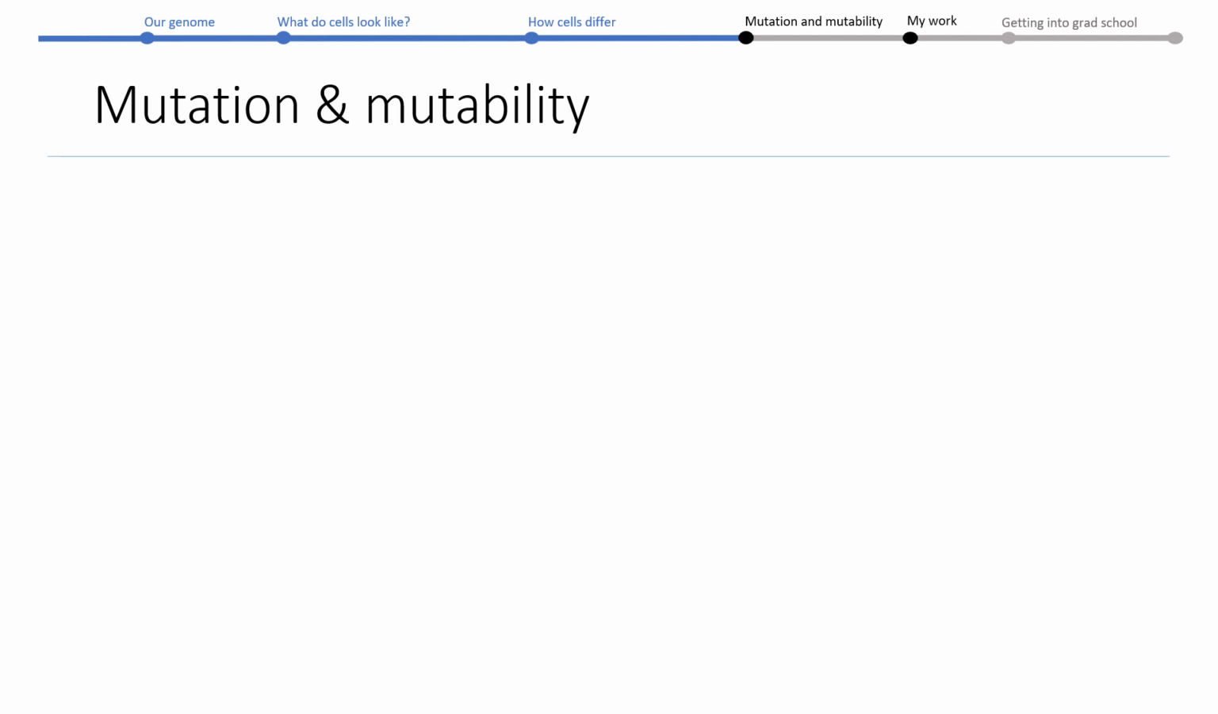So that was the wrap up of the big section, How Do Cells Differ? One of the longest sections in this whole lecture. If you made it through that, we're basically smooth sailing from now on. Just got a couple short sections on mutation and mutability, which is just an introduction to my work and what I do, to give you a glimpse of what some graduate research is at the school.